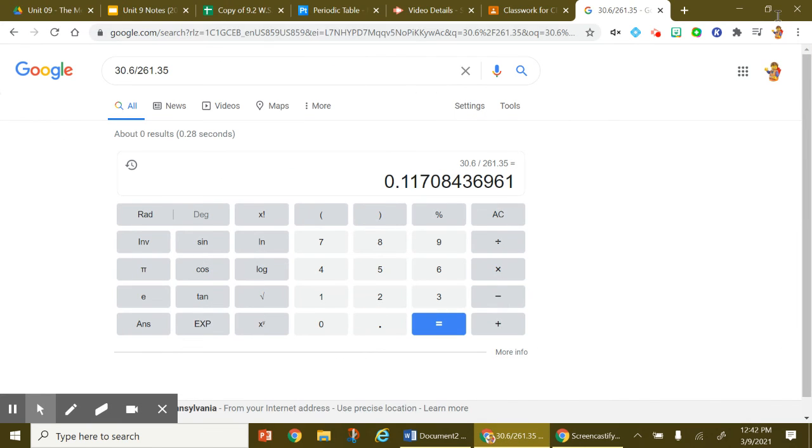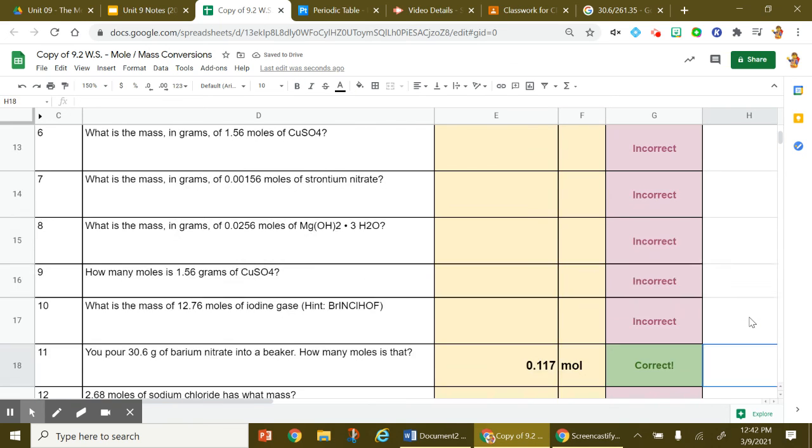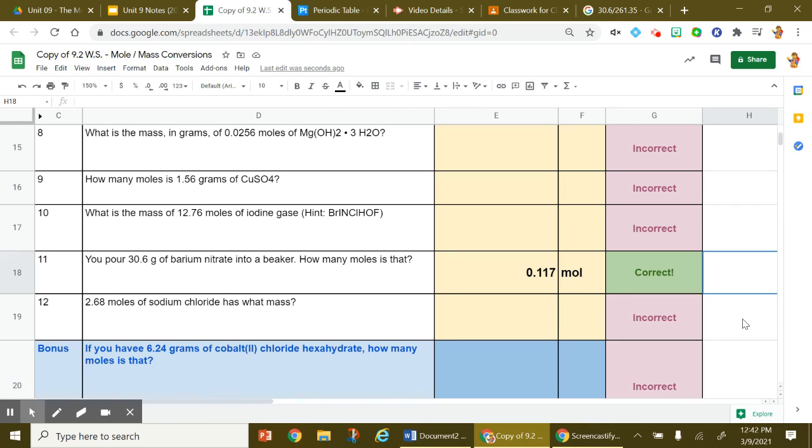Oh boy, fingers crossed. 0.117 moles. I did it. I did it, guys. No, we did it. Okay, we did it. So this is what you're doing, guys.